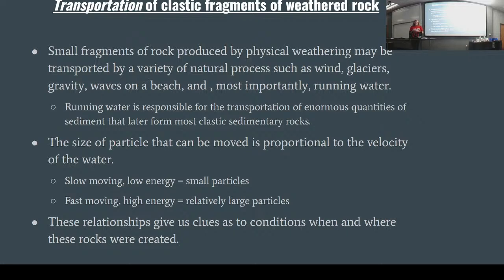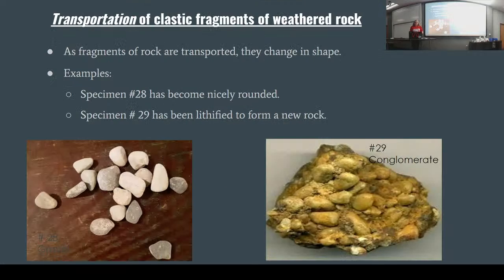So just think of that when you're thinking of how this is moving through. Like I said, the slow moving, low energy water is going to move those smaller particles, so you're going to see more silts and clays being moved with that. Whereas fast moving, high energy water takes relatively large particles, so your gravels and your sands can be carried more easily. Once it gets into suspension, it really starts moving fast. These relationships give us a clue as to where these rocks were created.